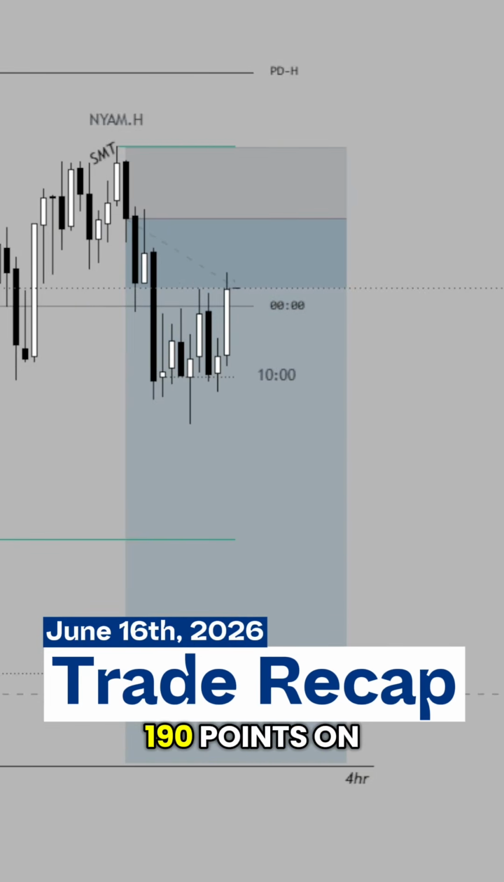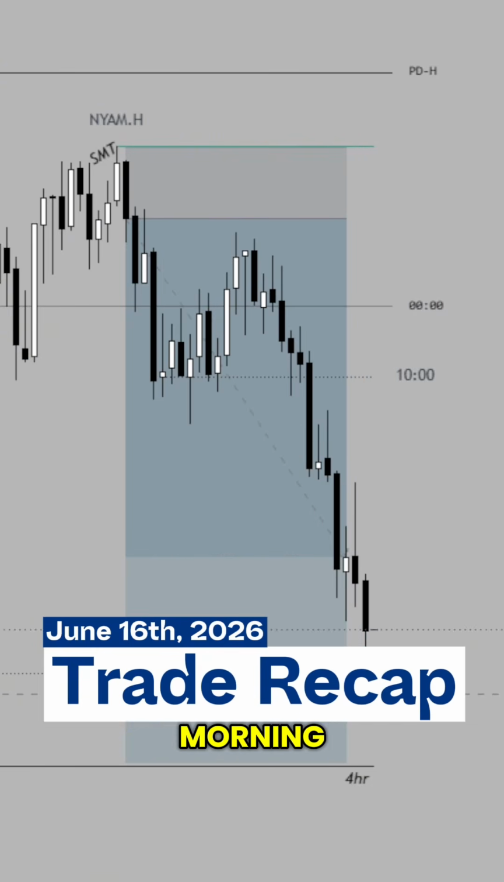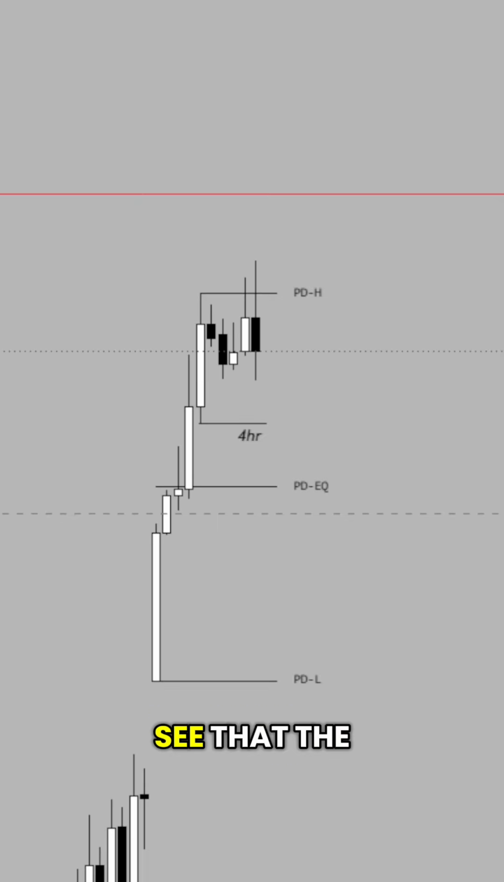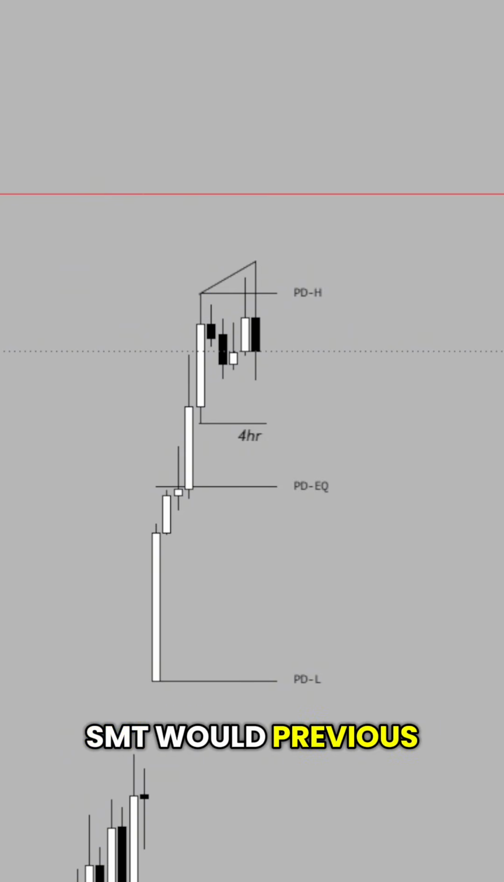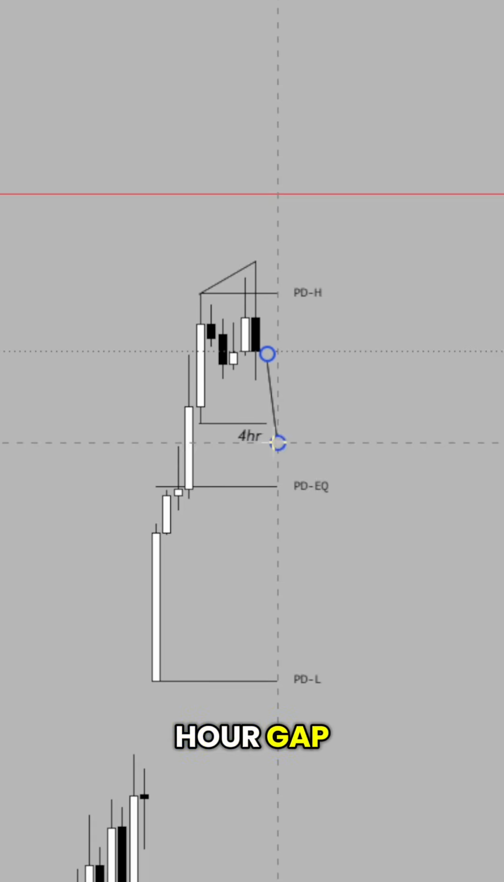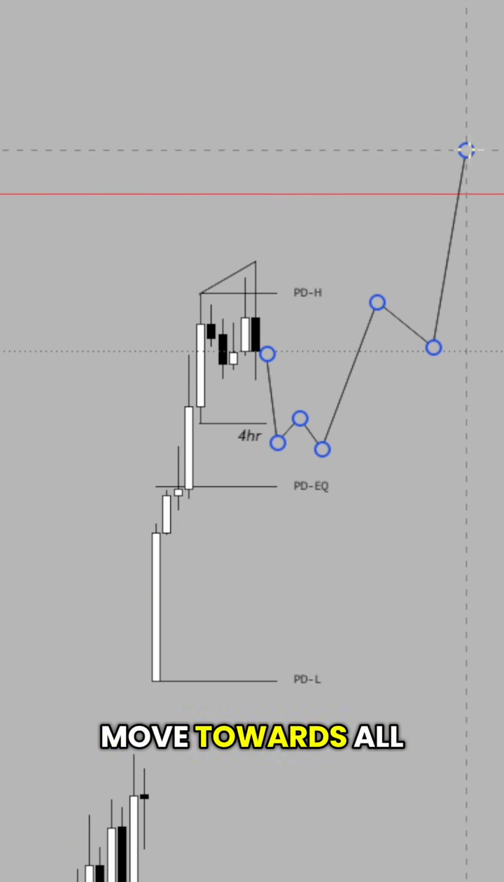Here's how you could have caught 190 points on the Nasdaq this morning. Coming to market open, we could obviously see that the higher time frame is bullish. However, I was short-term bearish. What I would love to see is this S&T with previous day high deliver us into this 4-hour gap, and then from there we can get a bullish move towards all-time highs.